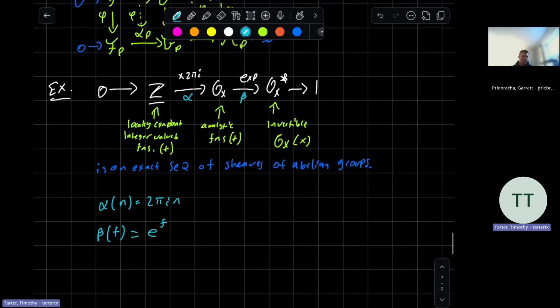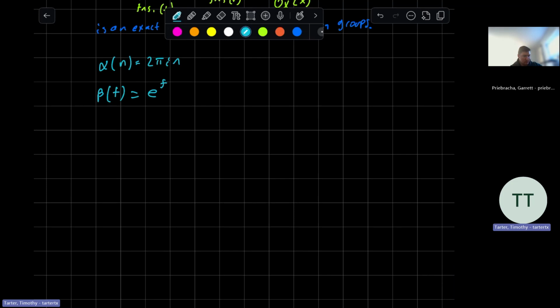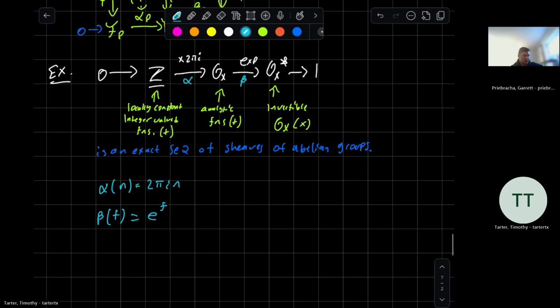O_X is a group because anything we add is going to pull out 2 pi i, and then it is a sequence of abelian groups. We've showed all of this stuff. And then exactness. Well, the kernel.